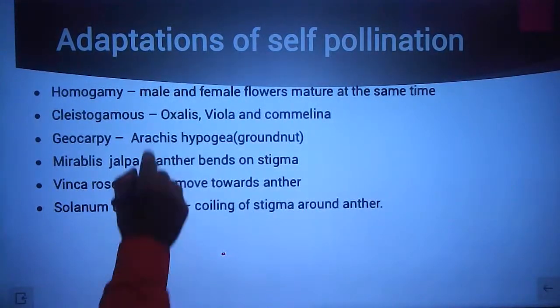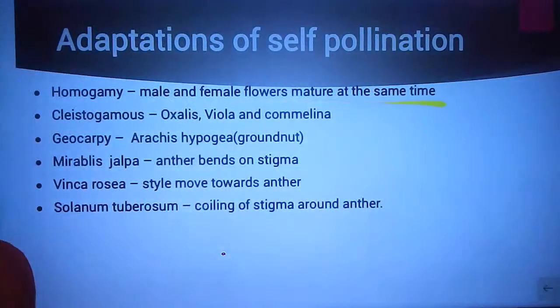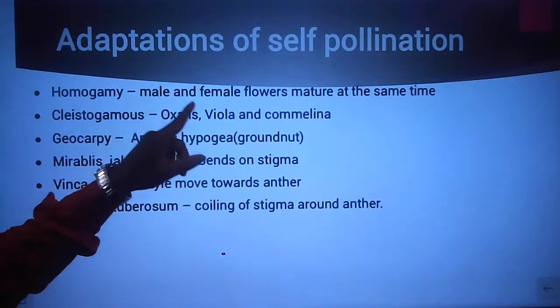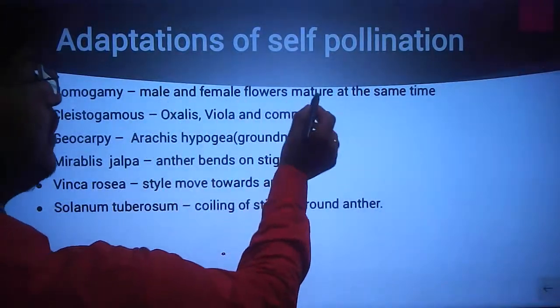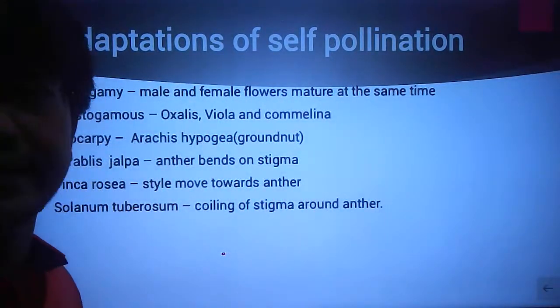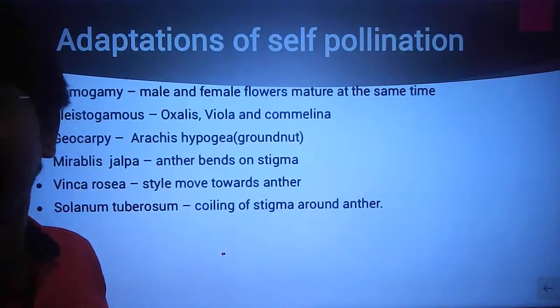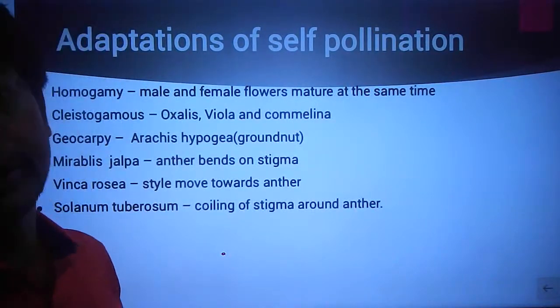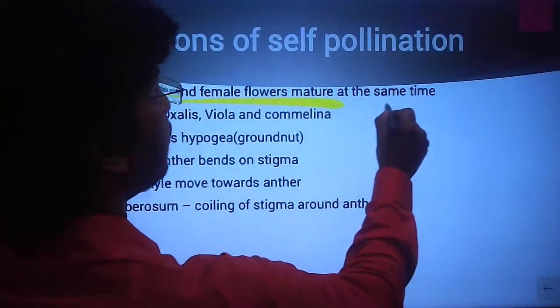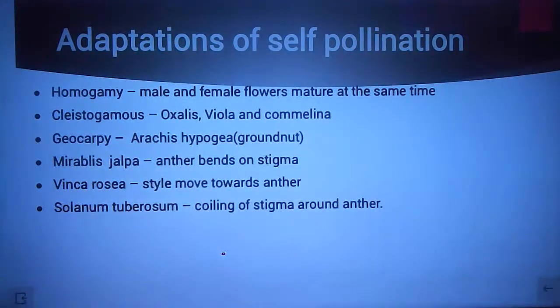Homogamy is where male and female flowers mature at the same time. This is the first rule. If male and female flowers are in close proximity but mature at different times, then it's of no use, right? Then definitely it will not go with self-pollination; it will take to cross-pollination. But the rule says the male and female flowers should mature at the same time, and this is called homogamy. This is the first adaptation of self-pollination.